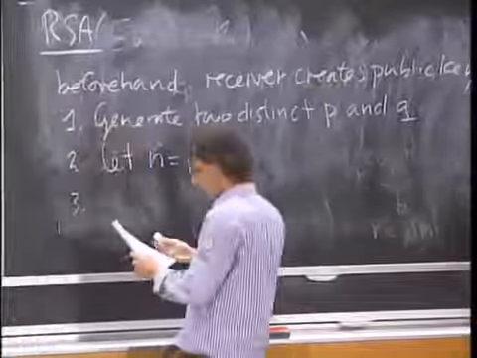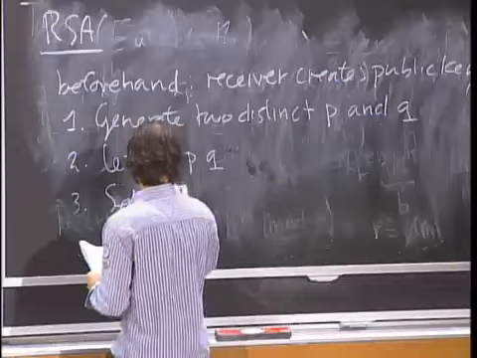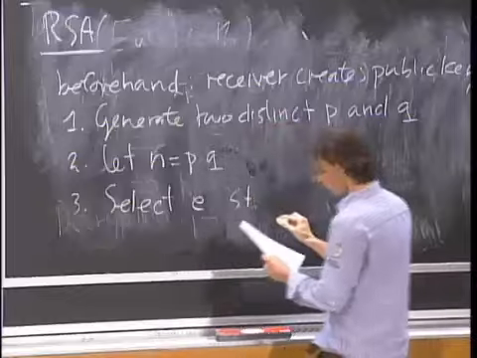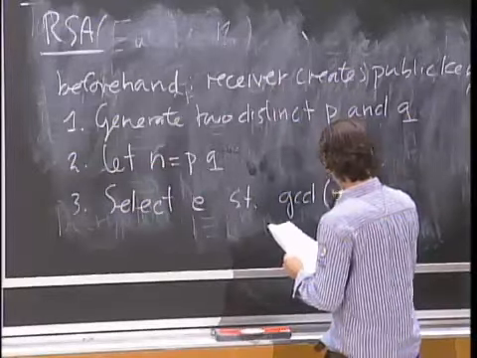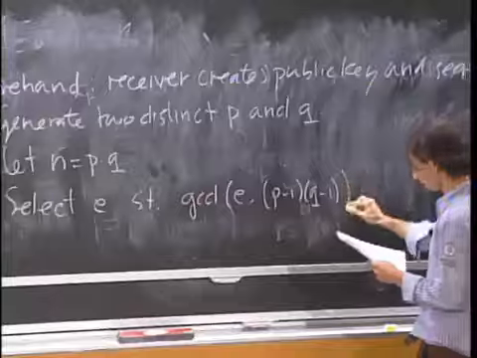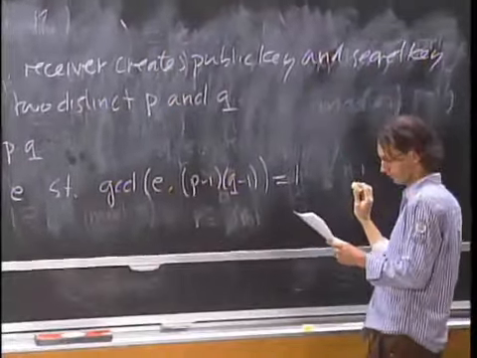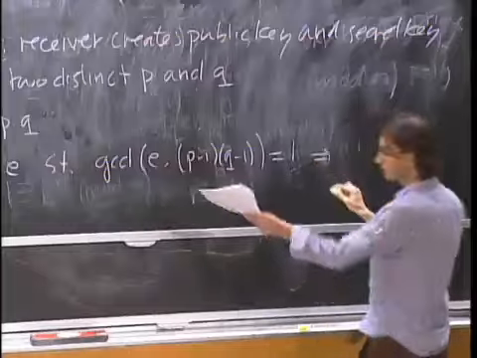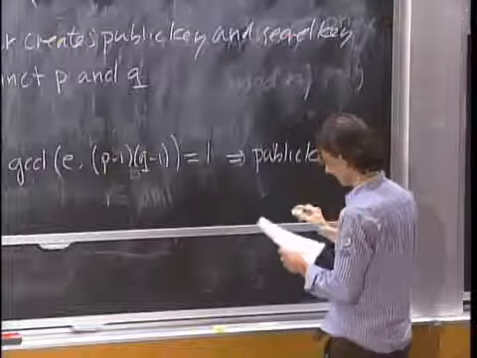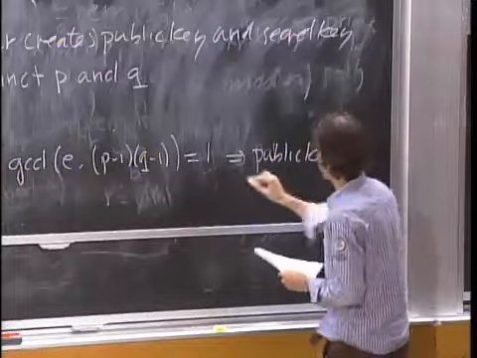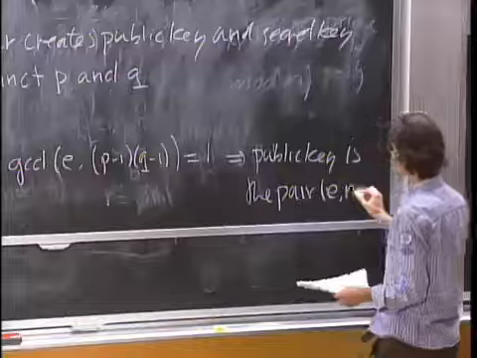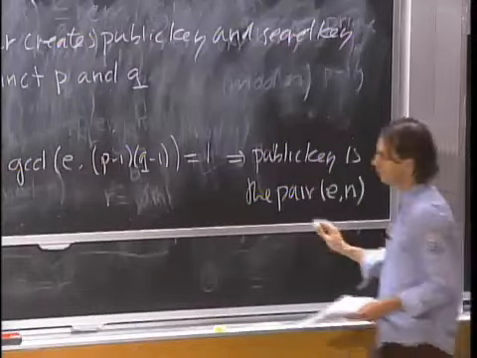3. We're going to select an integer e such that the greatest common divisor of e with the product (p minus 1) times (q minus 1) is equal to 1. Once we have created this, the public key is going to be a pair that consists of e itself together with n. So that's the public key.